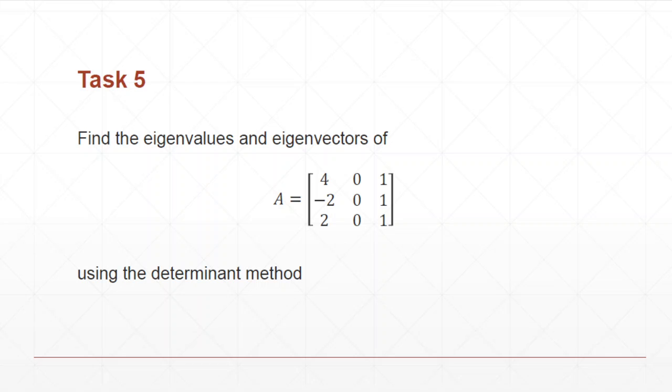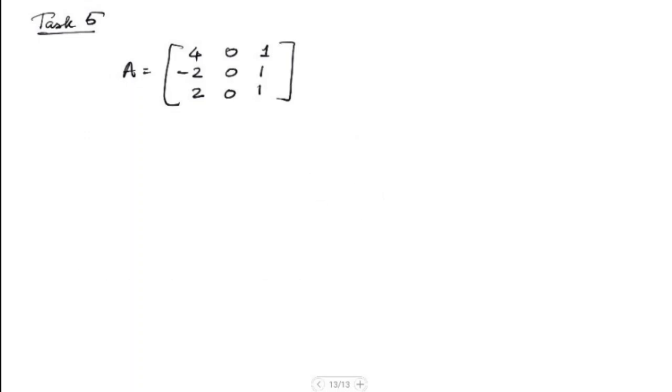So we have our task 5 now, and here we are again supposed to find out the eigenvalues and eigenvectors of a given matrix, but this time it is a 3 by 3 matrix using the determinant method. So let's get started. At first we have to use the characteristic equation to find out the eigenvalues.